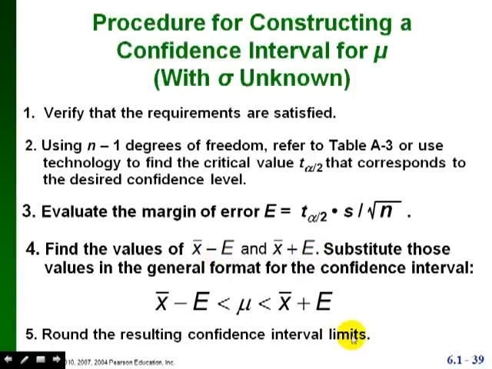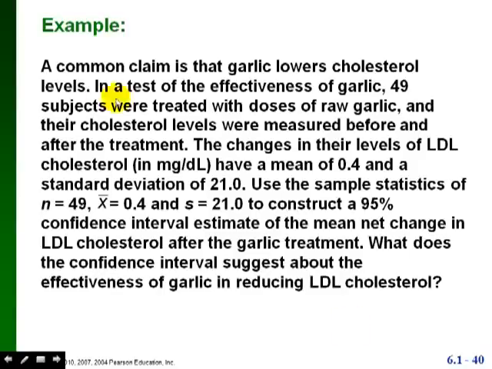Then at the end, we'll round our confidence interval limits. Here's an example. In this one, we're looking at a claim that garlic lowers cholesterol levels. We had 49 subjects that were treated with doses of garlic, so the 49 is going to be our sample size, and their cholesterol levels were measured before and after the treatment, so the data that we have is actually the change in their cholesterol level.